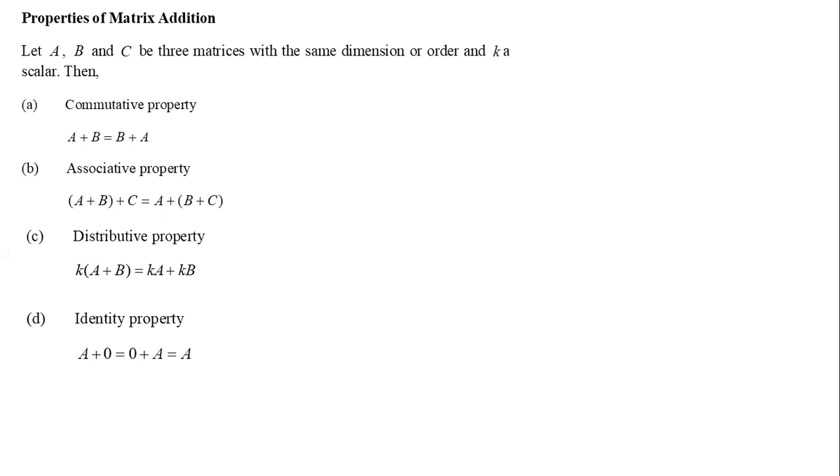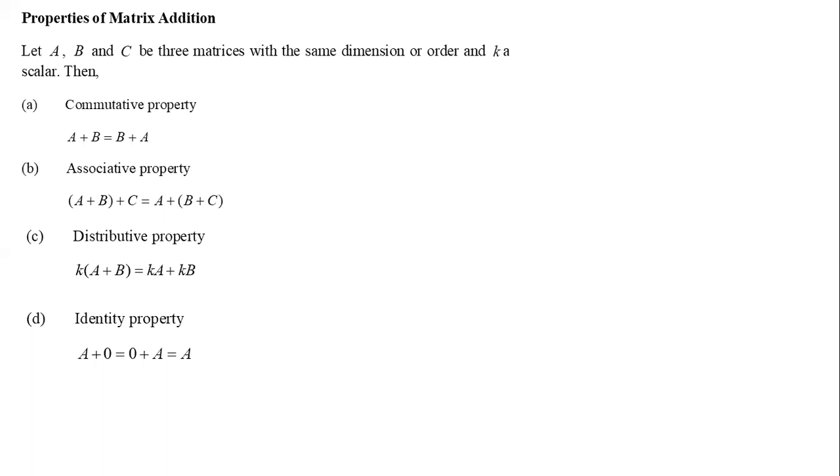Let's see the last one. The last one here is called identity property. In our last class, we discussed zero matrices. Now, when you have a particular matrix and you add it to a zero matrix, you are going to have that matrix back. If you have a matrix A, you add it to a zero matrix. That zero matrix must have the same dimension as your A. Then it is going to give you the matrix A.